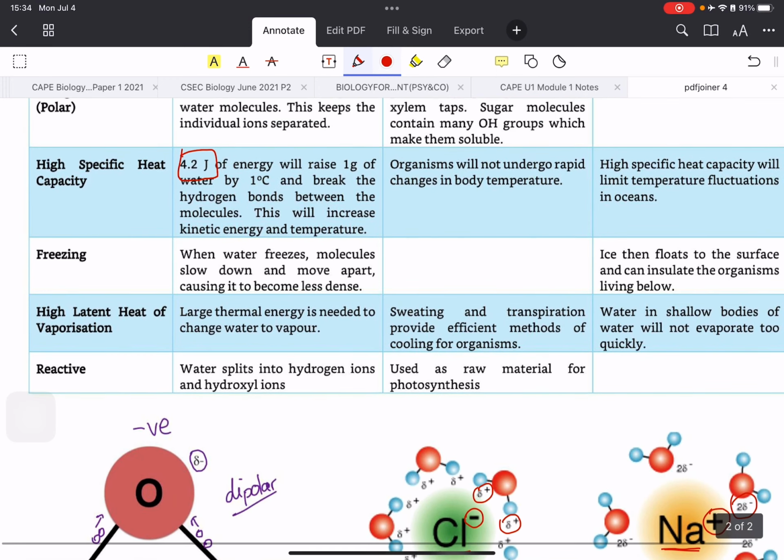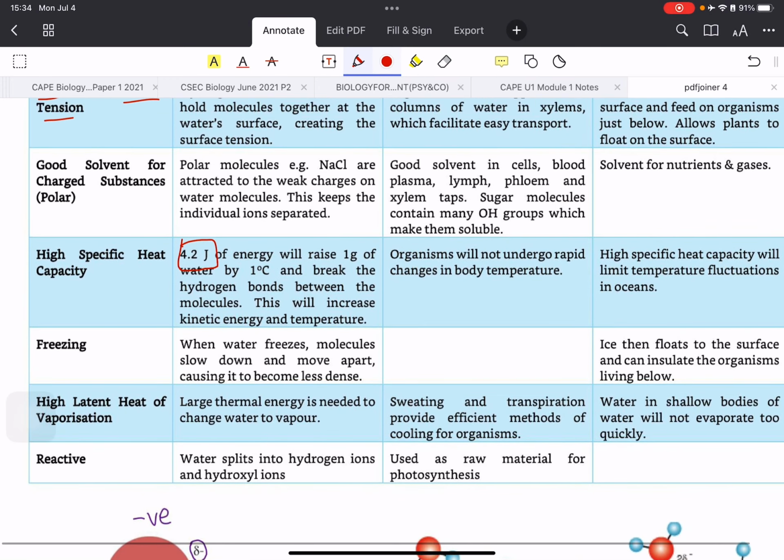Okay, high latent heat of vaporization. So there's a large thermal energy needed to change water to vapor. Now we know this, right? We know how much the latent heat of vaporization of water is. Way more than the specific heat capacity.